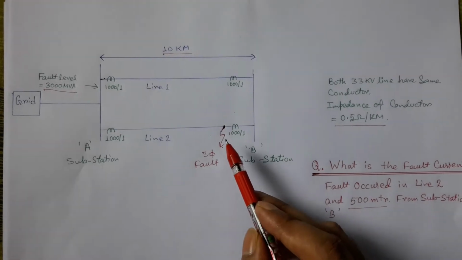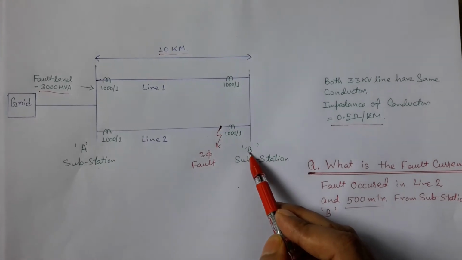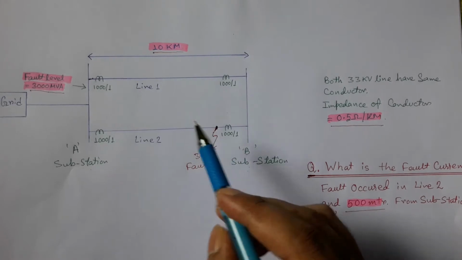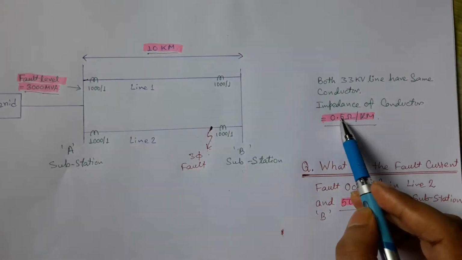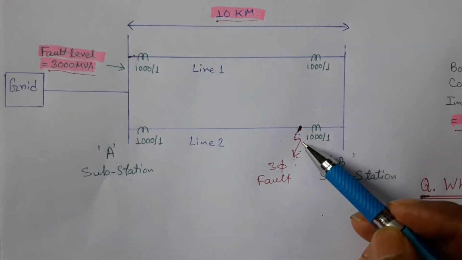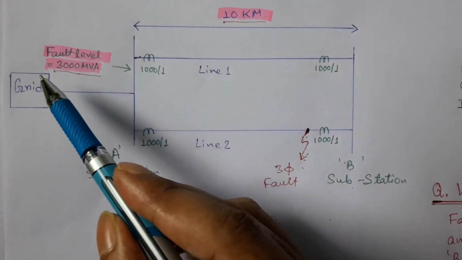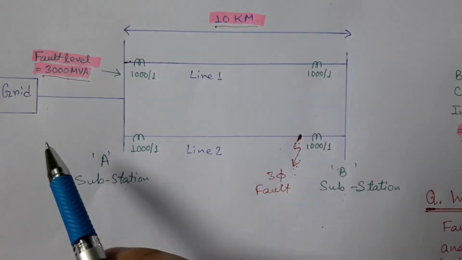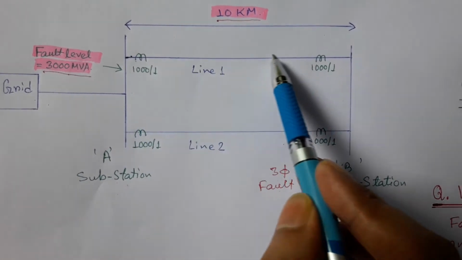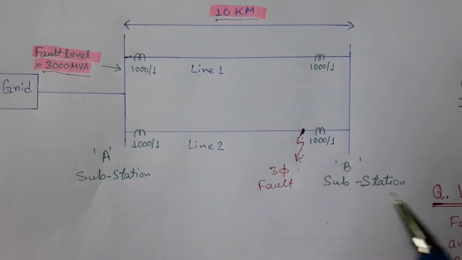Suppose a three-phase fault occurs at this point, which is 500 meters away from substation B. Now we will calculate fault current at this point with the help of these shaded data. If a fault occurs at any part of the system, that fault will be fed by the source, which is the grid in this case. So the fault current will be supplied by the grid, which will follow two paths, one through line 1, another through line 2.